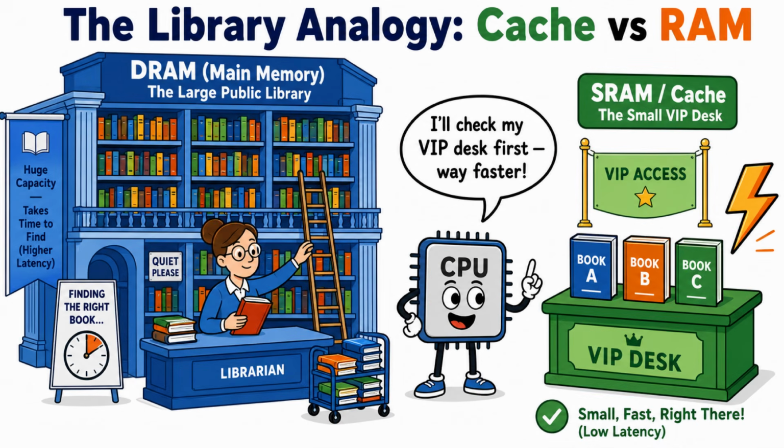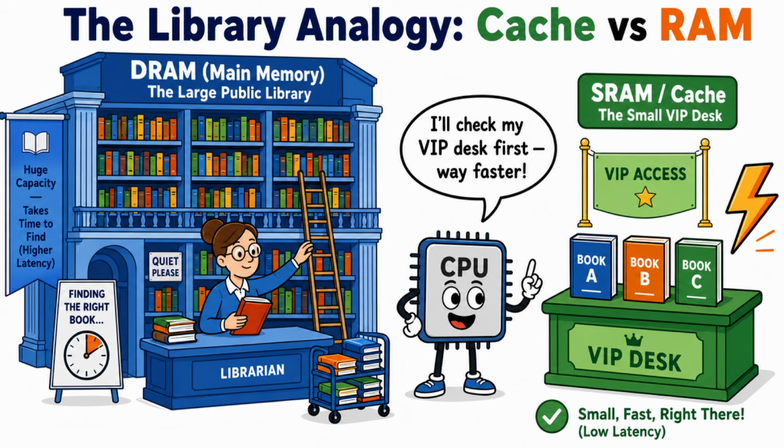Here's a great analogy to make this click. Imagine you're studying in a massive library. That's your DRAM. Finding a book takes time. You have to walk through the stacks, search the catalog, bring it back. Now imagine you've pulled out the 3 or 4 books you use most often and put them on your personal desk. That desk is your SRAM cache. You can grab those books instantly without going anywhere.